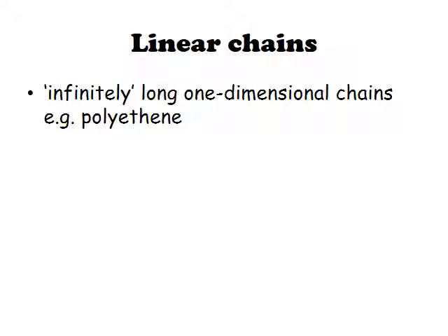So in terms of the linear chains, you have infinitely long one-dimensional chains like the polymers, like your plastics, like polyethylene. And they have moderate melting and boiling points because they have strong intramolecular bonding, and there is reasonably strong intermolecular bonding between these long one-dimensional chains.